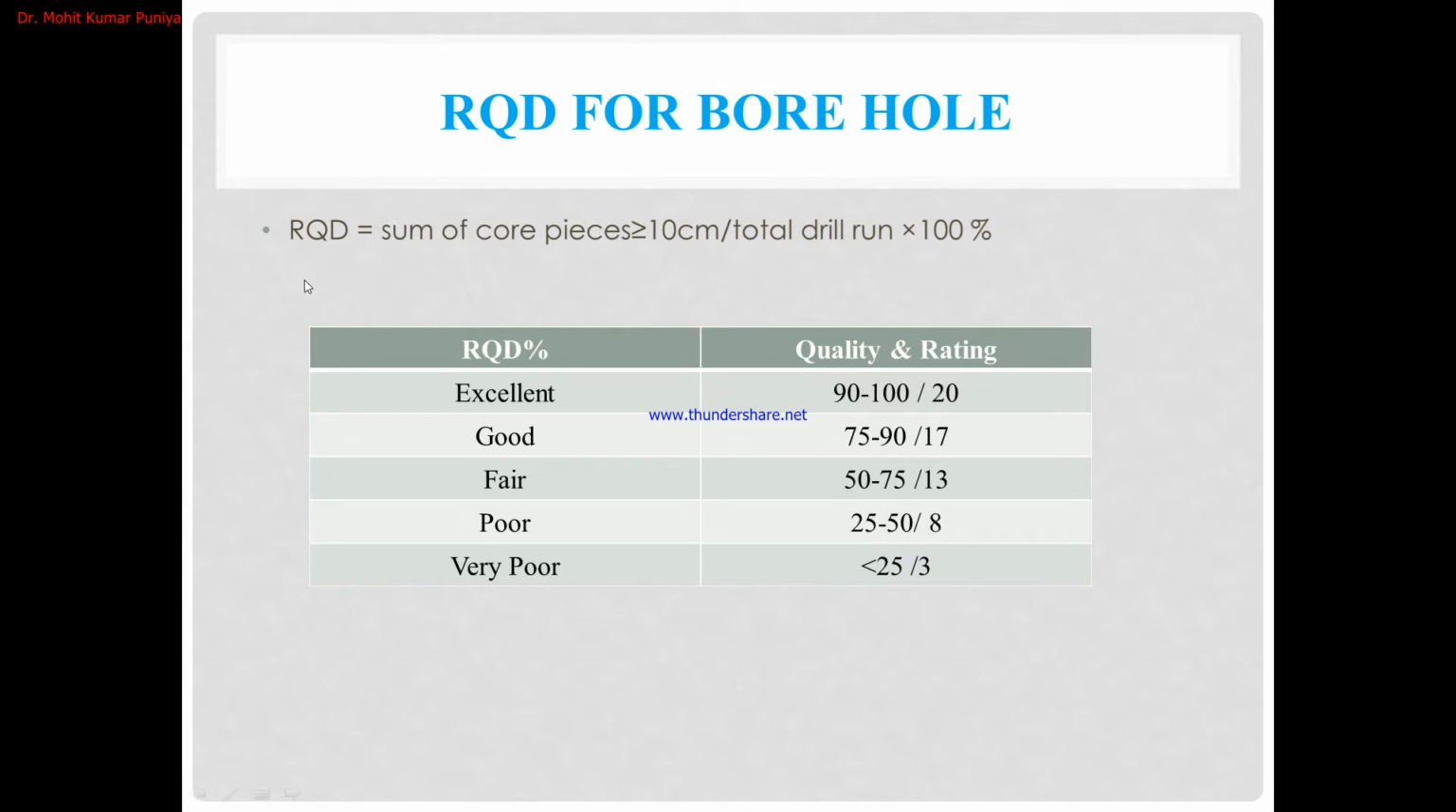So here we have a formula. With the help of this formula we can calculate the RQD in the borehole. Here we have to add the core pieces that have length more than 10 centimeter, and divide by the total drill run. The drill run depends on the type of rig used during the investigation, so the total drill run can vary from 1.5 meter to 2 meter, 3 meter, or more. It depends on the rig used. Then it should be multiplied by 100, so the RQD value comes as a percentage.